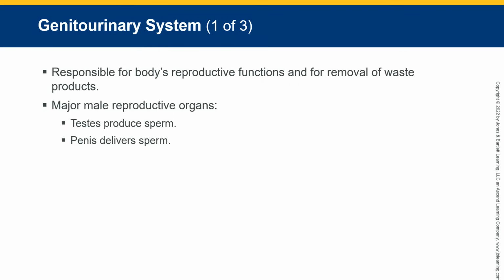The male reproductive organ, the testes, produce the sperm, and the penis delivers the sperm. But the penis also eliminates the waste connected from the urethra from the bladder that comes on out, right? So there's that.